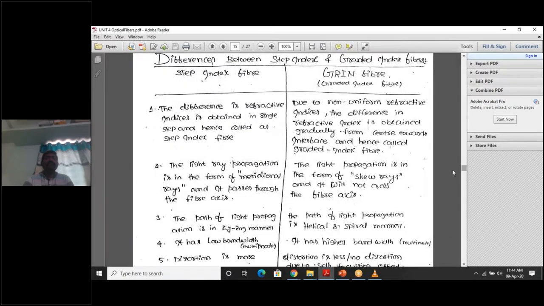Now this is the comparison between step index and graded index optical fiber. In step index, the difference in refractive index is obtained in a single step. Here the refractive index of the core and cladding varies step by step, that's why it is called step index. Why is it called graded index? The refractive index of the core gradually changes. Because of this, it is called graded index optical fiber.